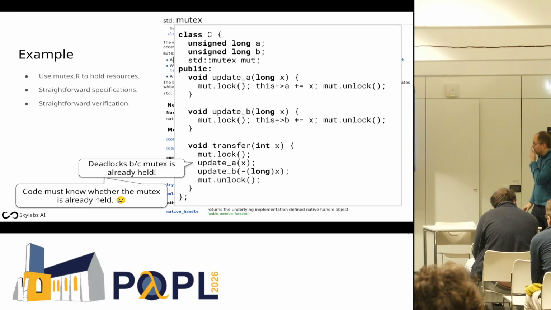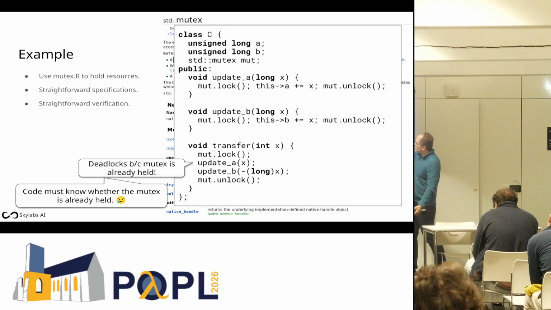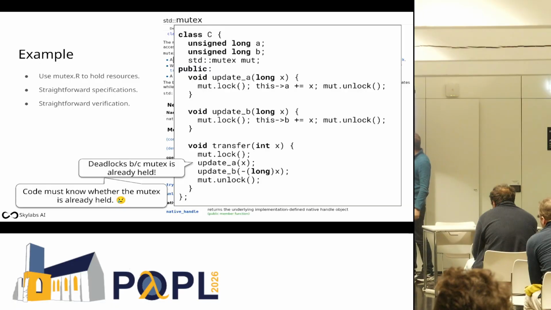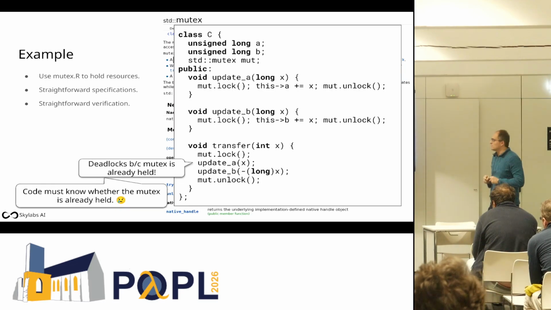Now, if you add a transfer function to this, you might say, okay, what we want to do is make sure we take the lock here, then we'll update A, and then we'll update B, and then we'll unlock. And we'll know that the amount of money that we're putting into A is the same as the amount that we're taking out of B, and everything should all work out really well.